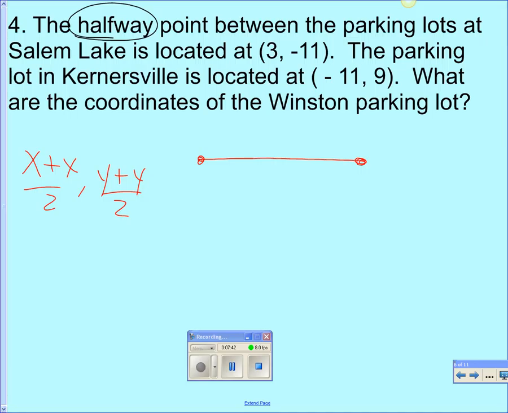All right, guys, I know we have a little bit of trouble with these. Let's read the first sentence. Start at the beginning. The halfway point between the parking lots at Salem Lake is located at 3, -11. What does that mean about 3, -11? It's the halfway point. So where should 3, -11 go? In the middle. Okay.